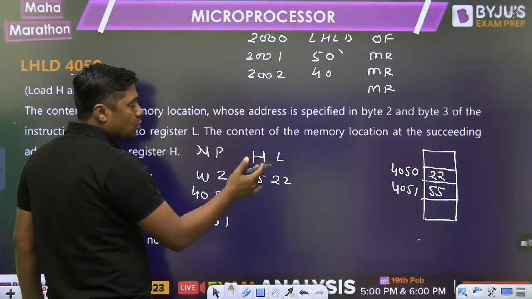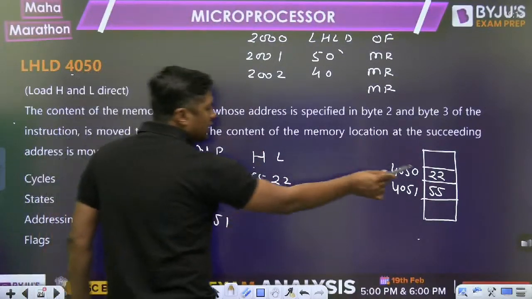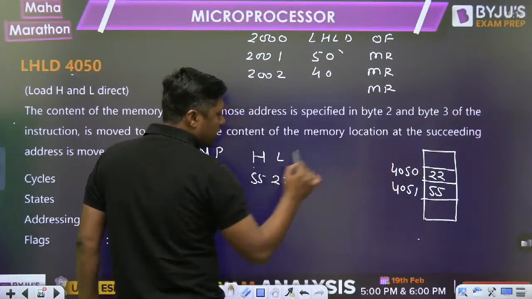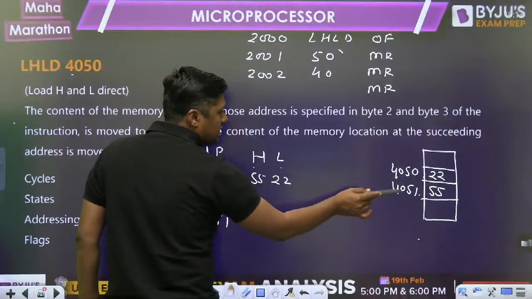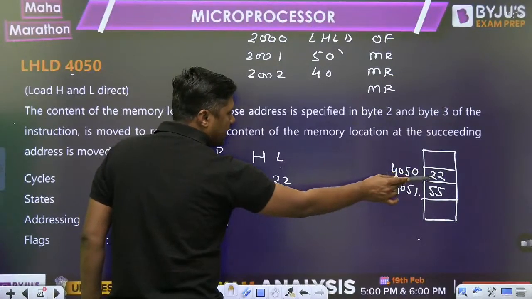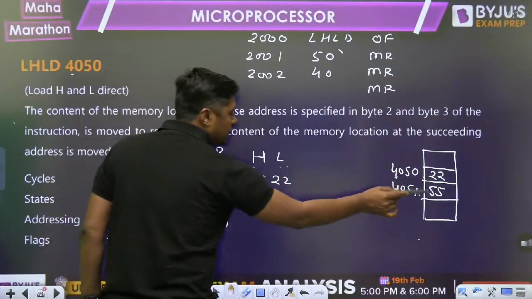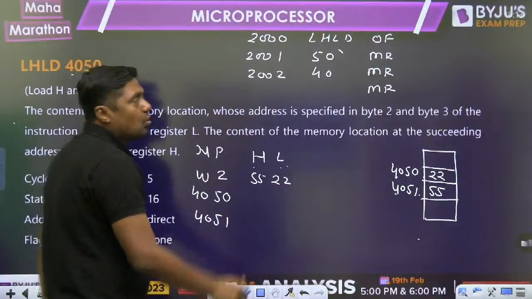So HL is stored with 5522. Data in the lower address is stored in L, and data in the higher address is stored in H. Lower order, lower address; it is a higher address. So data in lower address is stored in L, data in higher order is stored in H. Now the work is over.